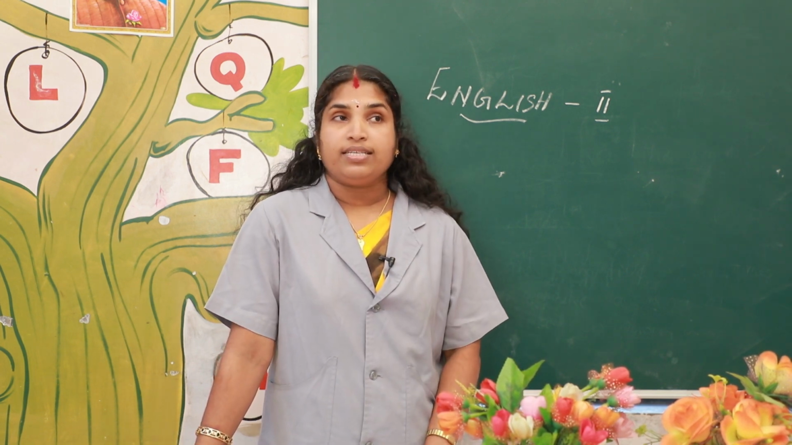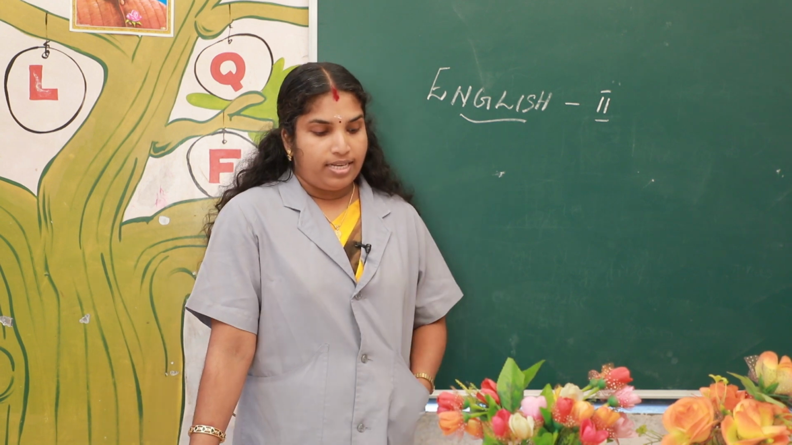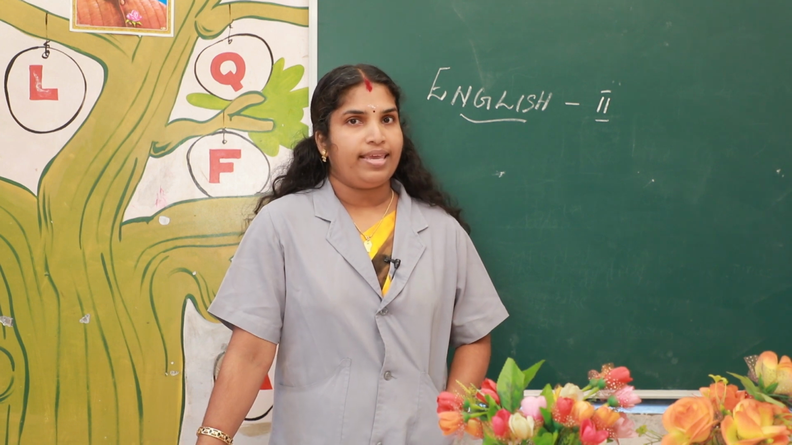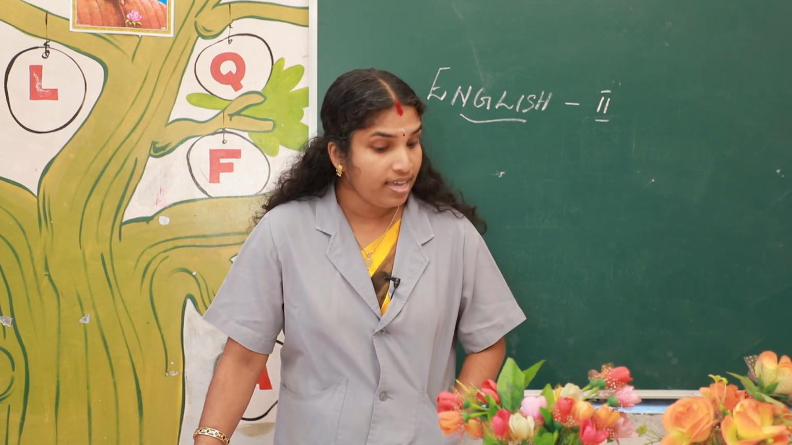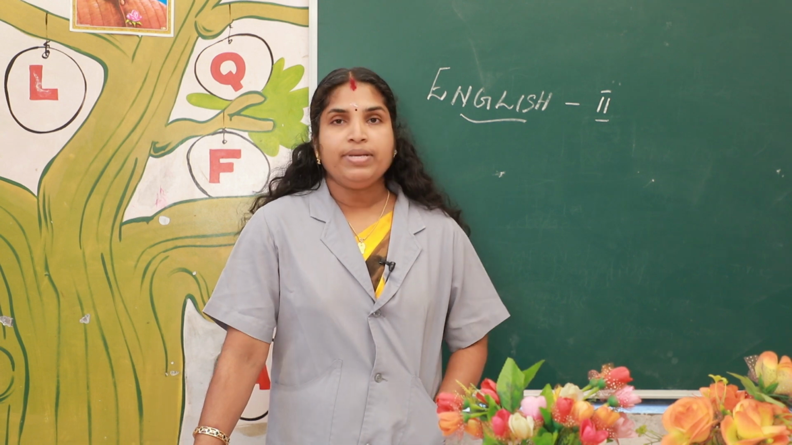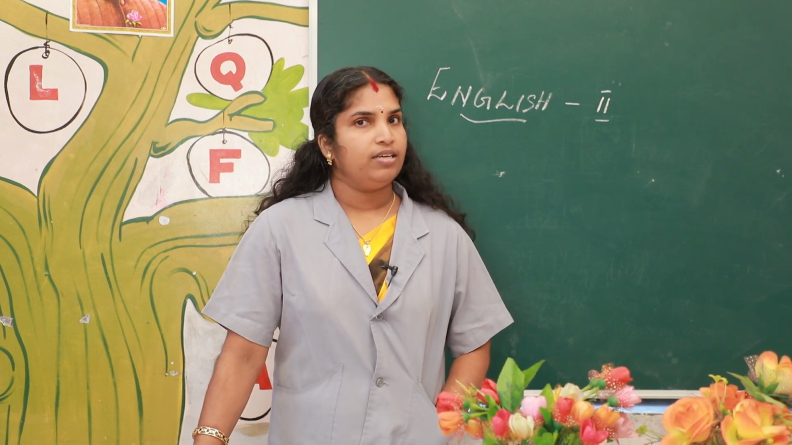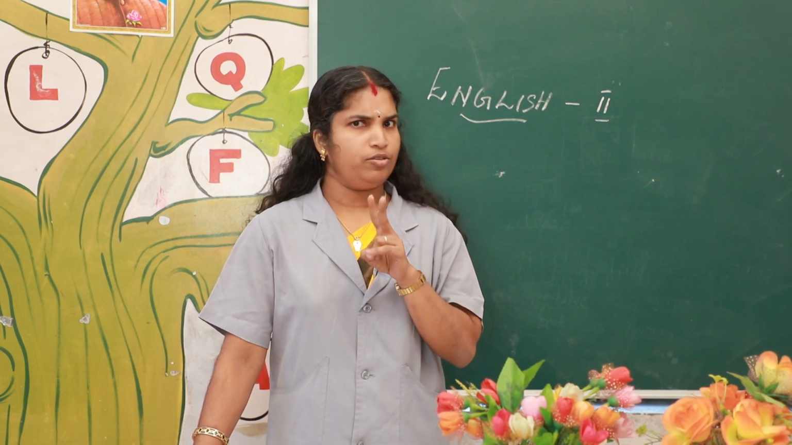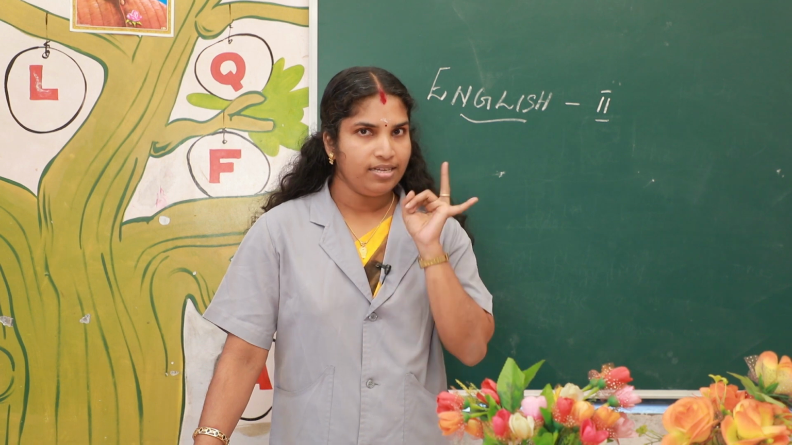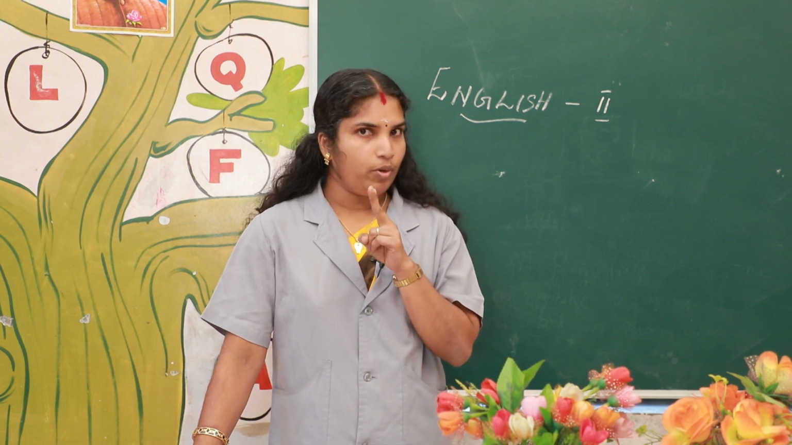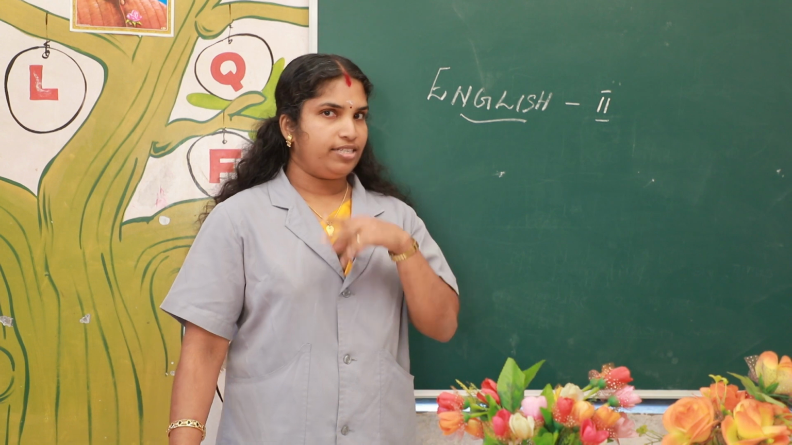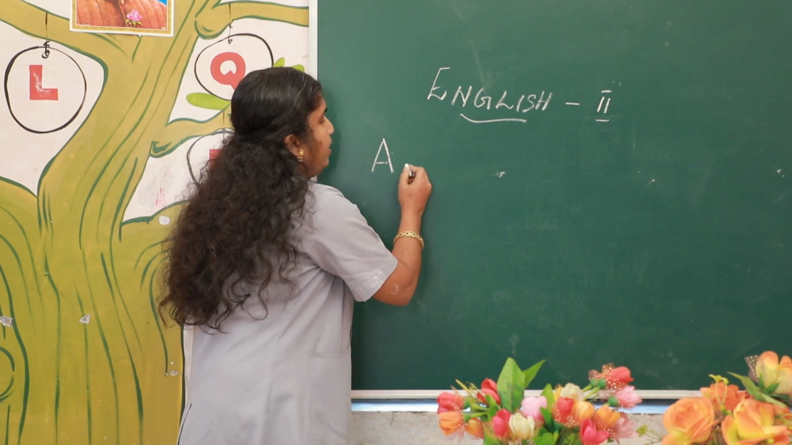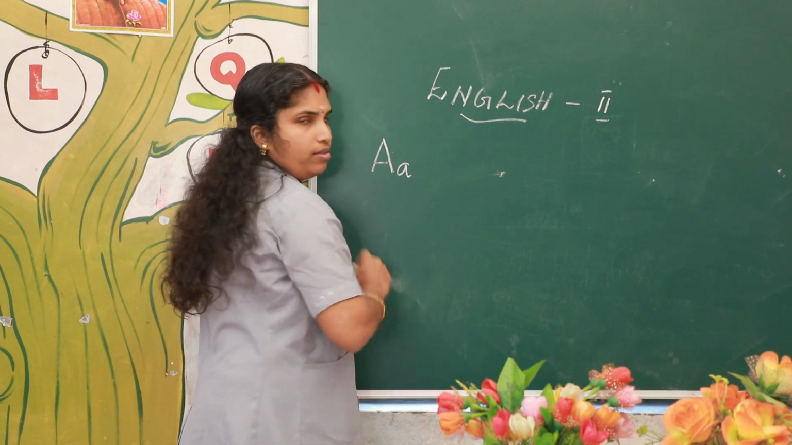How many letters are seen in the English alphabet? Do you know? Yes, 26 letters in the alphabet. Alphabets are written in two ways, capital letters and small letters. Yes, capital letters and small letters. Please take your notebook and write the letters. First one, A, capital A and small a.